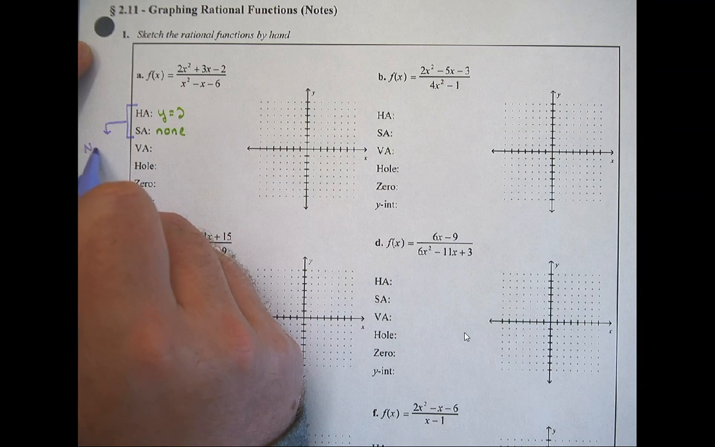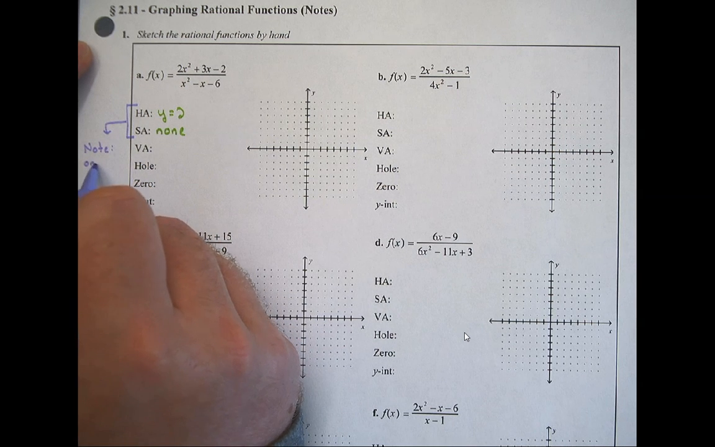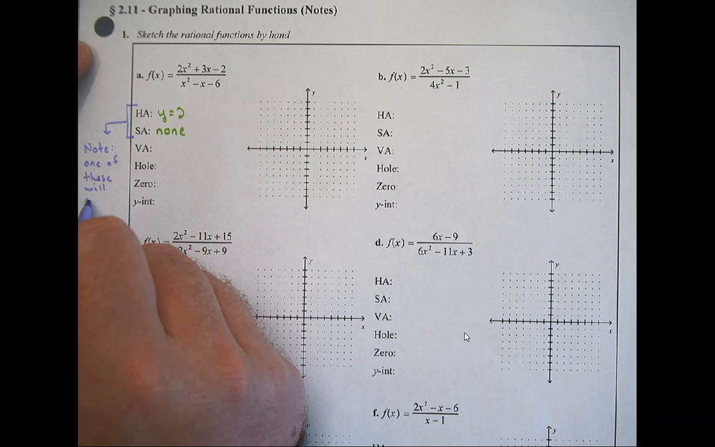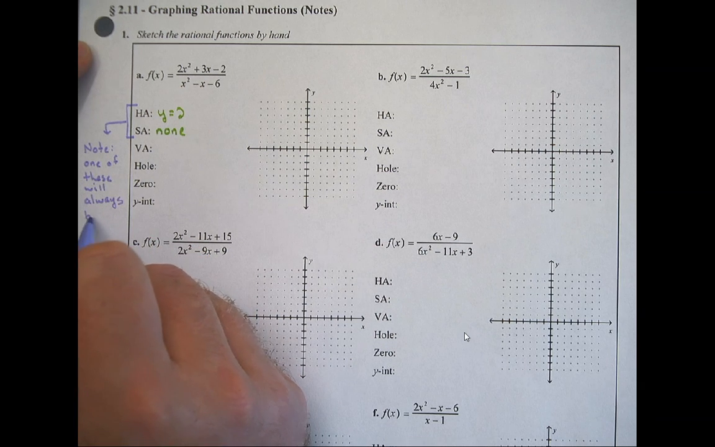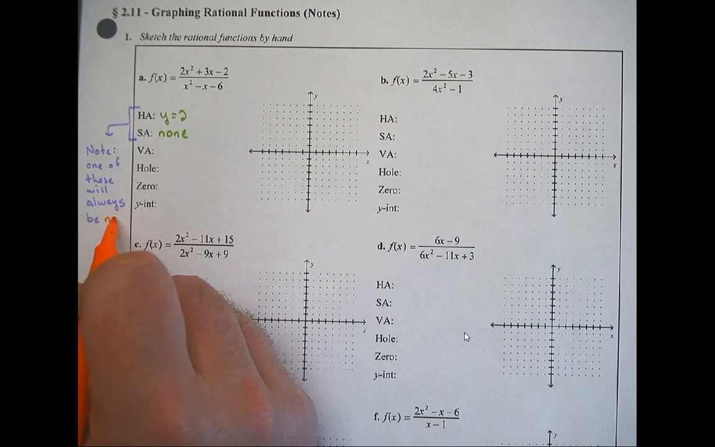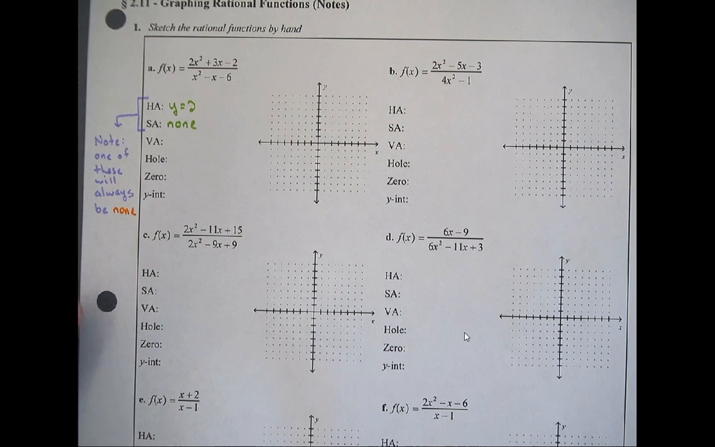Note, one of these will always be none. So in other words, if the HA is none, then we have to worry about an SA. If you find the HA, then you don't have to worry about finding the SA.